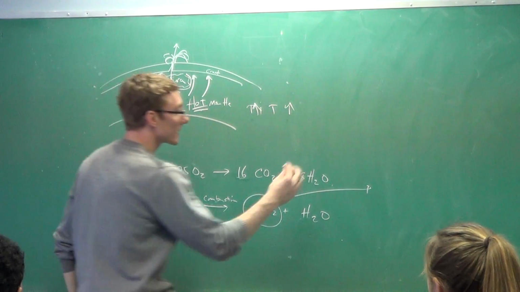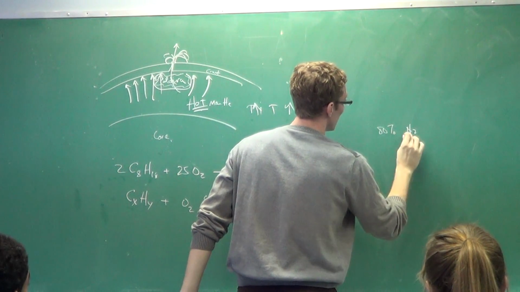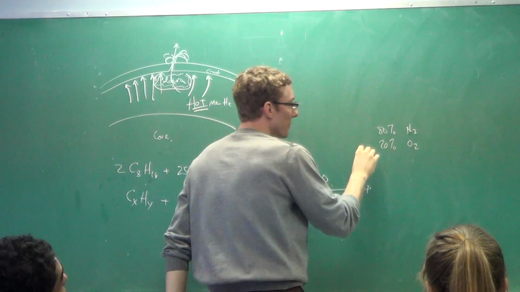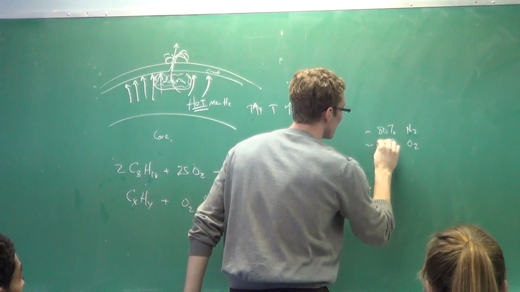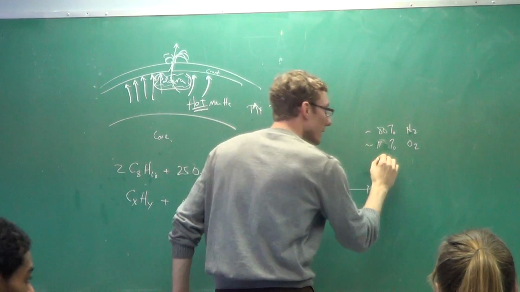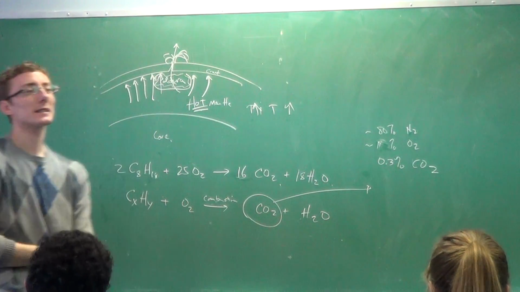Because the amount of carbon dioxide, let's remember this: 80% of our atmosphere, nitrogen. 20% of our atmosphere, oxygen. But these are approximate, because that would add to 100, and it's really like 19.9, but it's less than that. Let's just say 19. That's how much carbon dioxide is in our atmosphere.